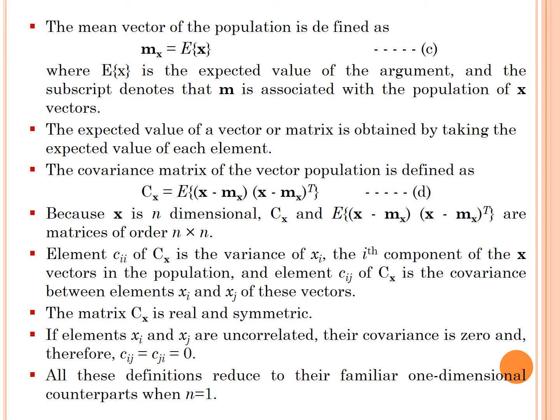Element C_ii of C_x is the variance of x_i, the ith component of the x vectors in the population, and the element C_ij of C_x is the covariance between elements x_i and x_j of these vectors. The matrix C_x is real and symmetric. If elements x_i and x_j are uncorrelated, their covariance is 0 and therefore C_ij equals C_ji equals 0. All these definitions reduce to their familiar one-dimensional counterparts when n equals 1.